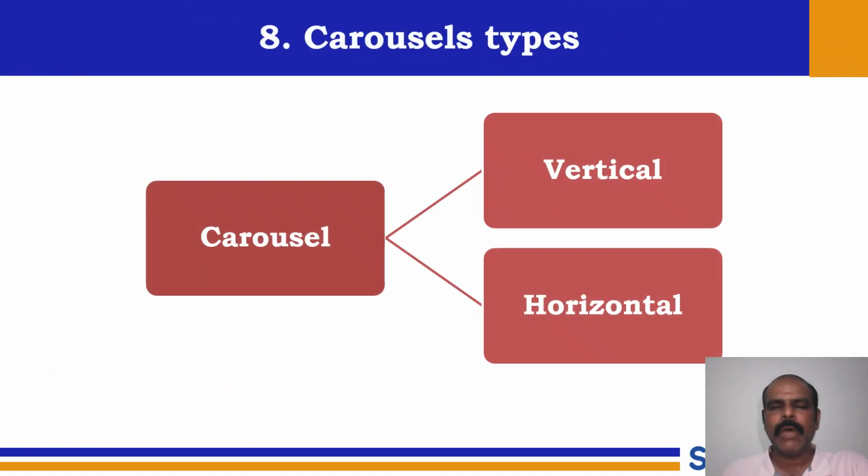Now, carousels are basically classified into two categories, horizontal and vertical. The nature of stacking of the bin is going to determine the type, vertical bins or horizontal bins. Now we'll see one by one.